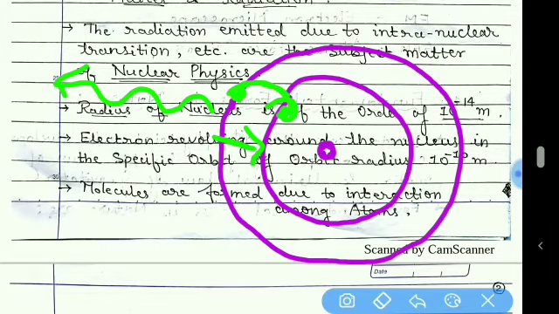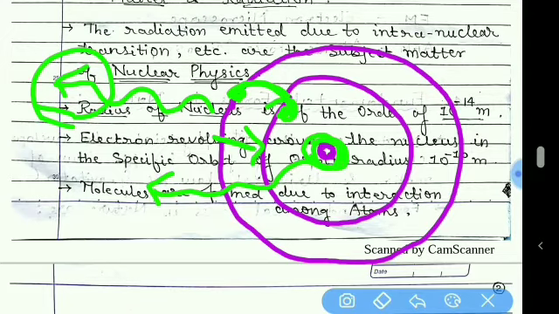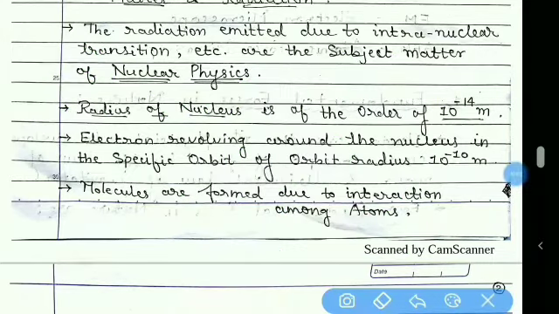But sometimes, due to some nuclear processes, radiations are also emitted from the nucleus. The difference is that the radiation emitted due to the transition of an electron does not have that much energy. It is not that harmful. But the radiations emitted from the nucleus have high energy, and so this type of radiation is harmful to living organisms and human beings also.